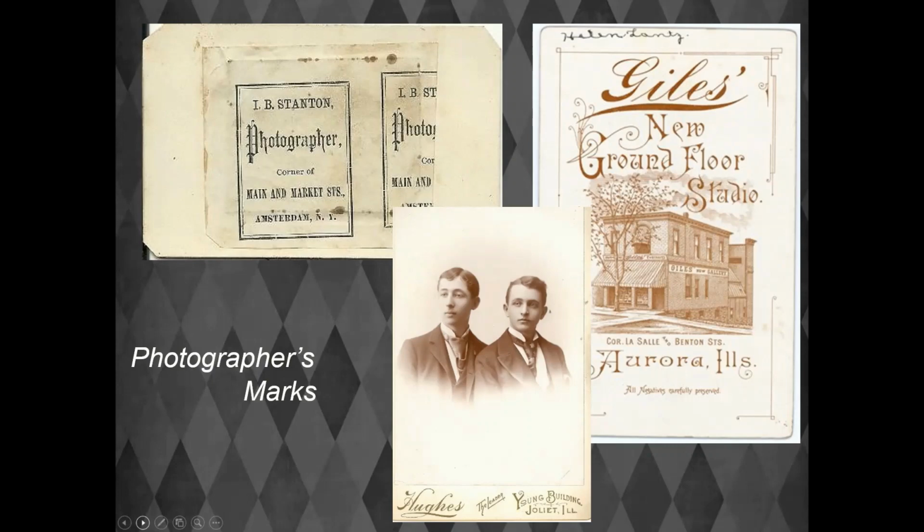But we can see we've got I.B. Stanton, who's at the corner of Main and Market Streets in Amsterdam, New York. We've got Hughes in the Young Building in Joliet. We have Giles, who's in a new ground floor studio. So this is a move, a change in location, now at the corner of LaSalle and Benton Streets in Aurora. So I'm going to look for when Giles moved to this location, because obviously they're advertising that they're in a new place. So it's going to be relatively close to the actual move date.